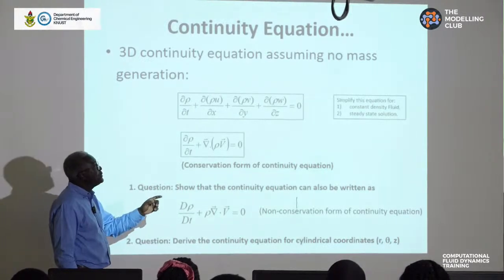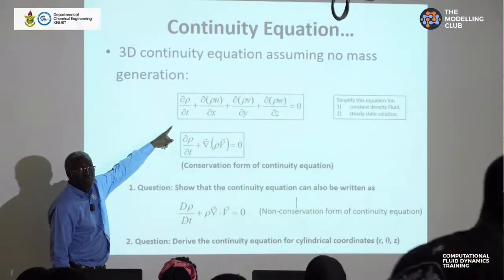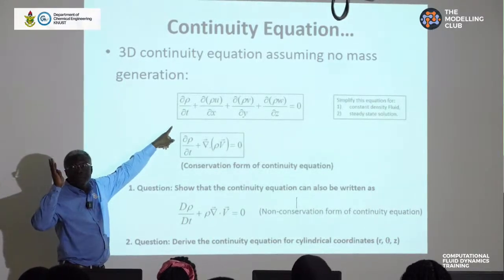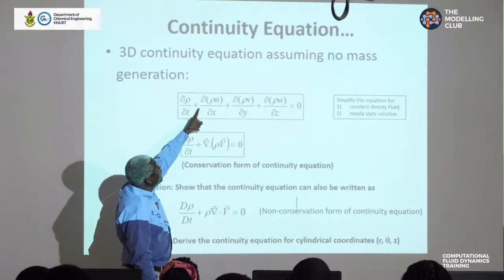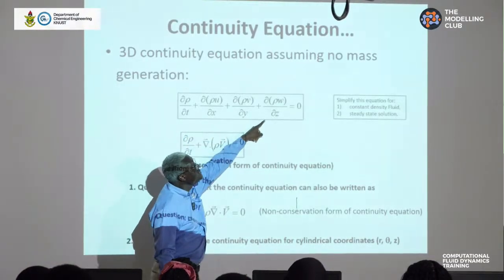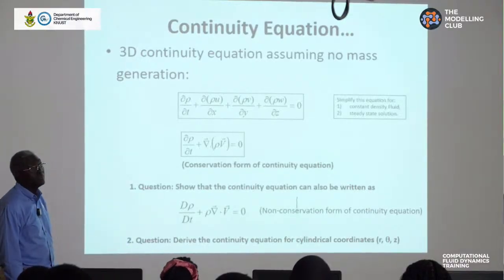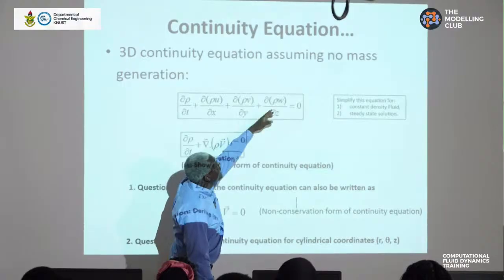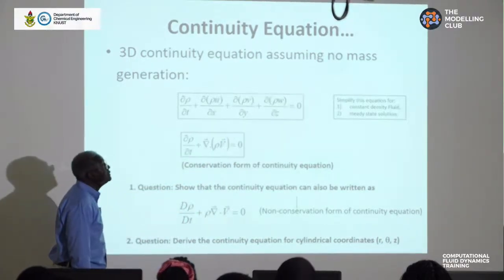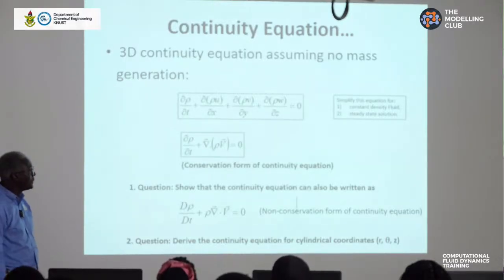Okay, so let me help you. If we have a constant density fluid, what happens to the first term? It's zero, right? The derivative of a constant is zero. And then what happens to these terms here? You can factor out the rho. So it will just be rho times the del of the velocity vector.